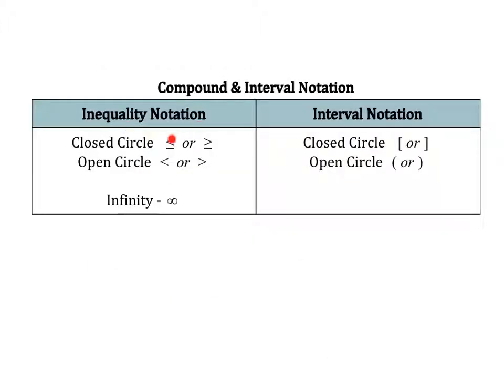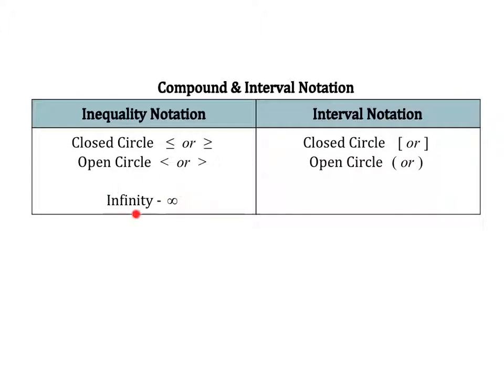There are two ways that we're going to practice writing these types of domains: inequality notation and interval notation. We'll start by looking at number lines. If you have a closed circle on either end, that point is included, so we use less than or equal to, or greater than or equal to. If you see an open circle, we just use less than or greater than, because that number is not included as part of our answer.